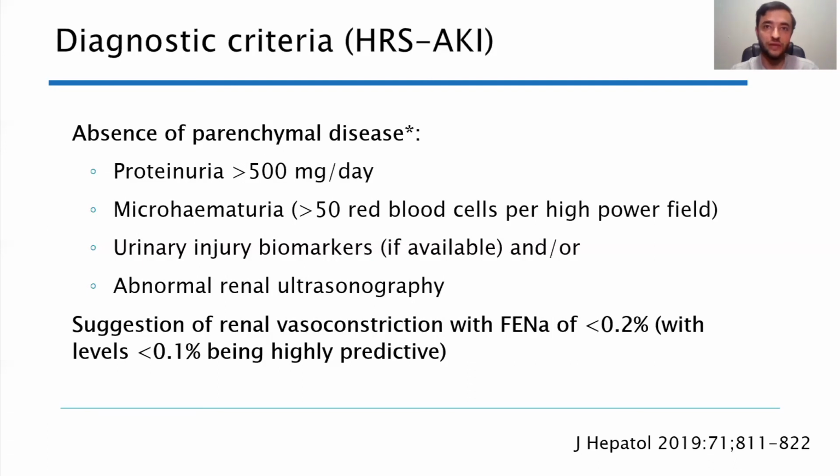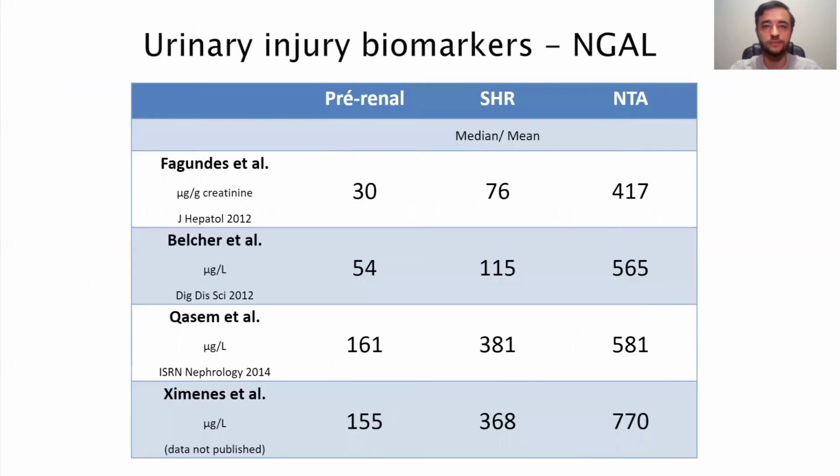Here we have to mention that if the patient has a known chronic kidney disease, this absence of parenchymal kidney disease may not be present, and that will not exclude the possibility of HRS diagnosis. Just to mention one of the urinary injury biomarkers, NGAL, which is one of the most used ones, the most studied ones, and it really shows that according to the etiology of acute kidney injury, the levels of NGAL are different. But you can see in this slide that the range is very wide, and I believe it's not ready for use yet.